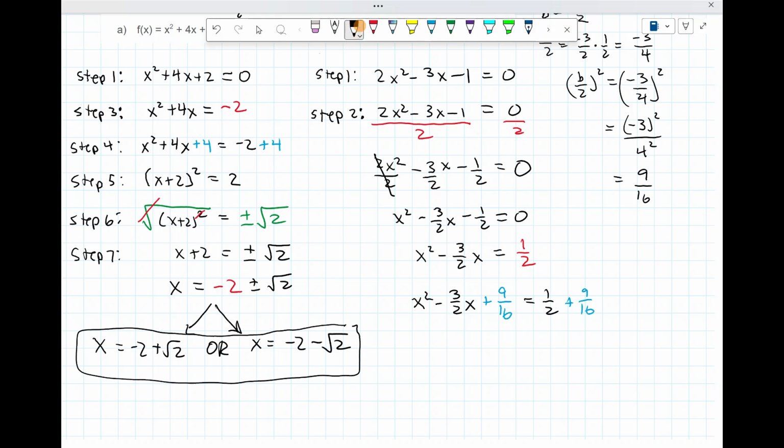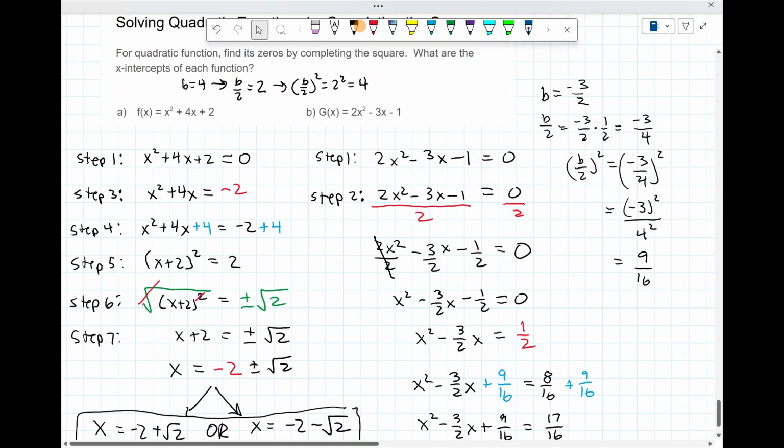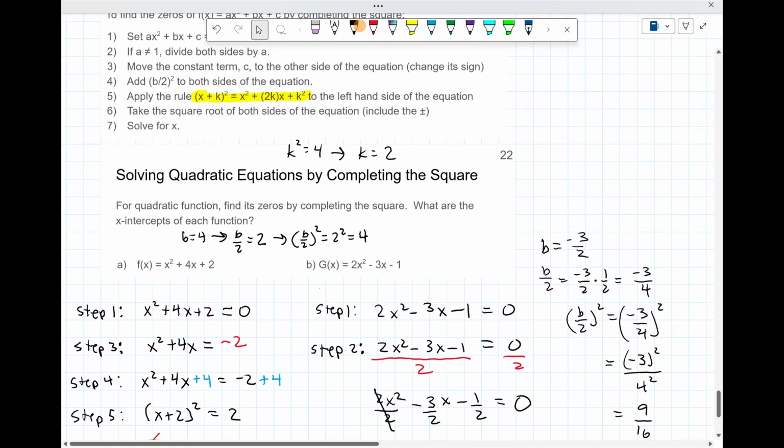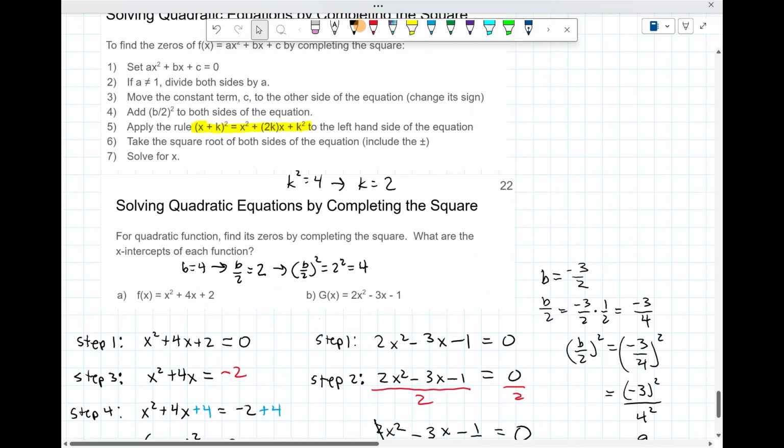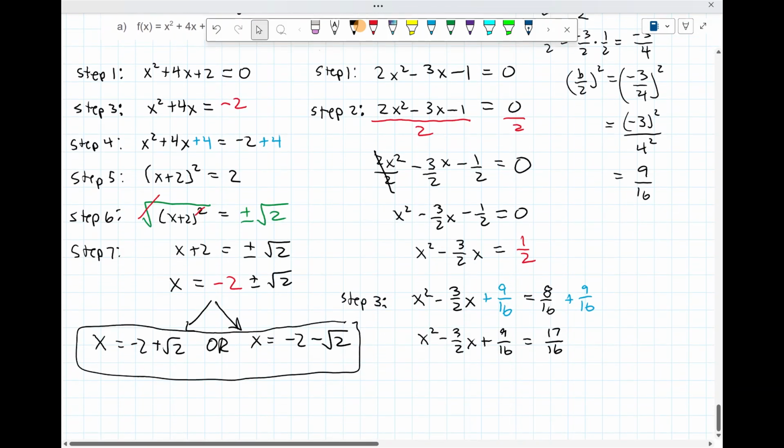And I'm going to simplify the right-hand side, and notice 1/2 is really the same as 8/16. And so this ends up being 17/16 on this side. Okay. So I guess that was step 3. And let's go to step 4. I'm sorry, that was step 4. This was step 3. That was step 4.